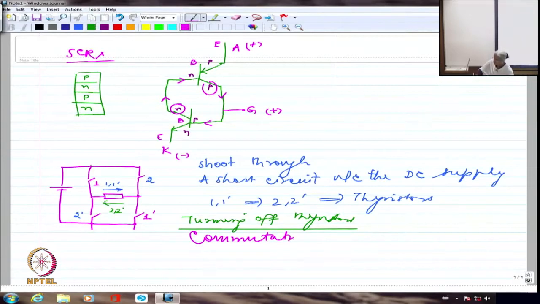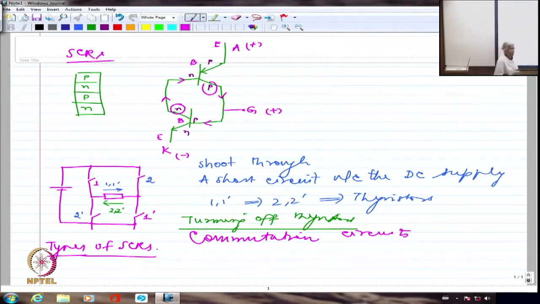Commutation basically stands for current transfer. So I'm going to transfer the current from one set of devices to the other set of devices. I call these circuits, which are able to turn off one set of devices and transfer the current over to another set of devices, commutation circuits. Right? So if I look at the types of thyristors or SCRs, there are mainly 3 types of SCRs that are available in the market.